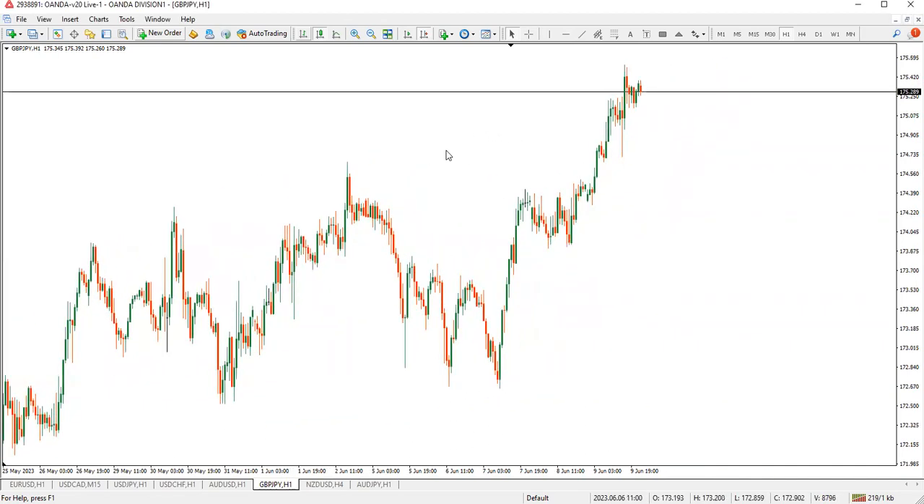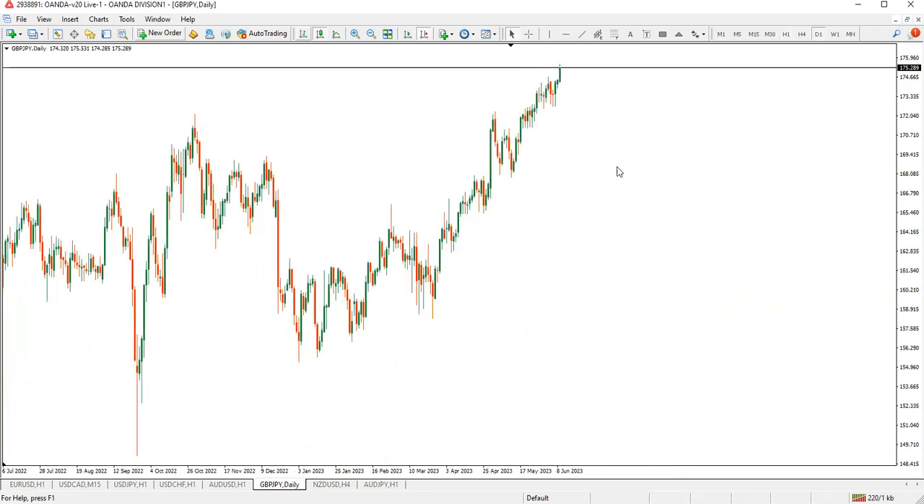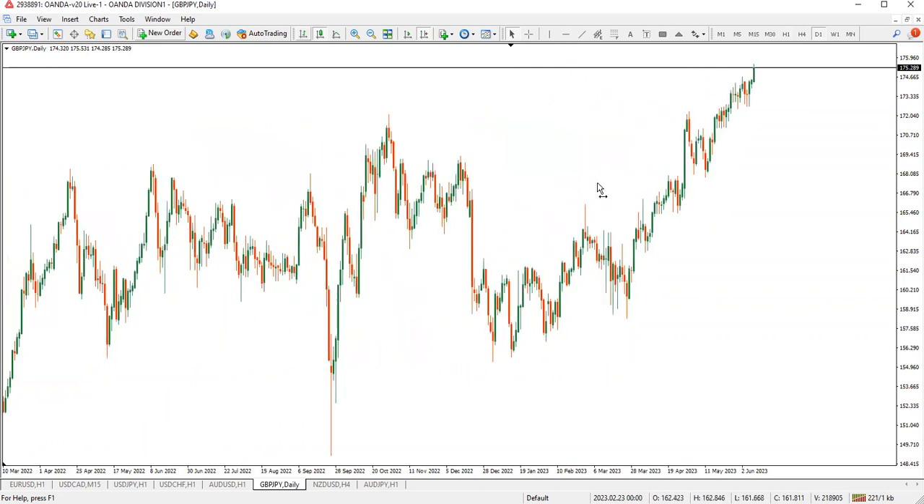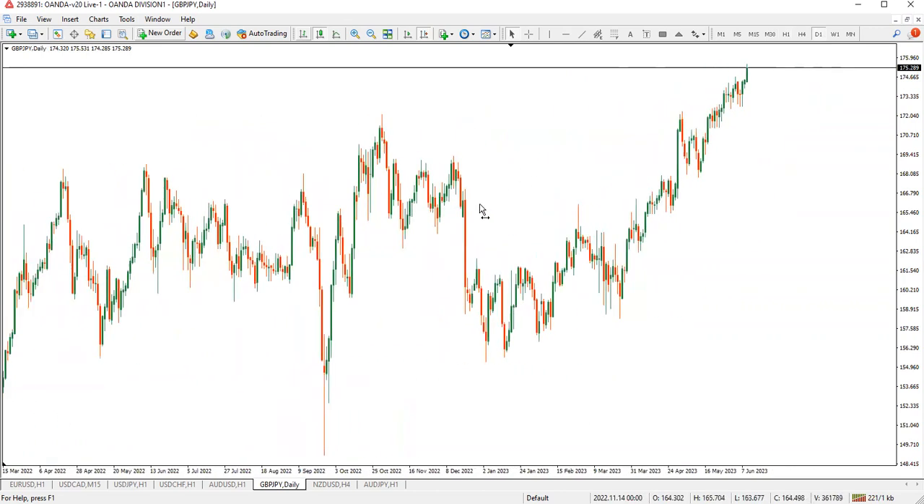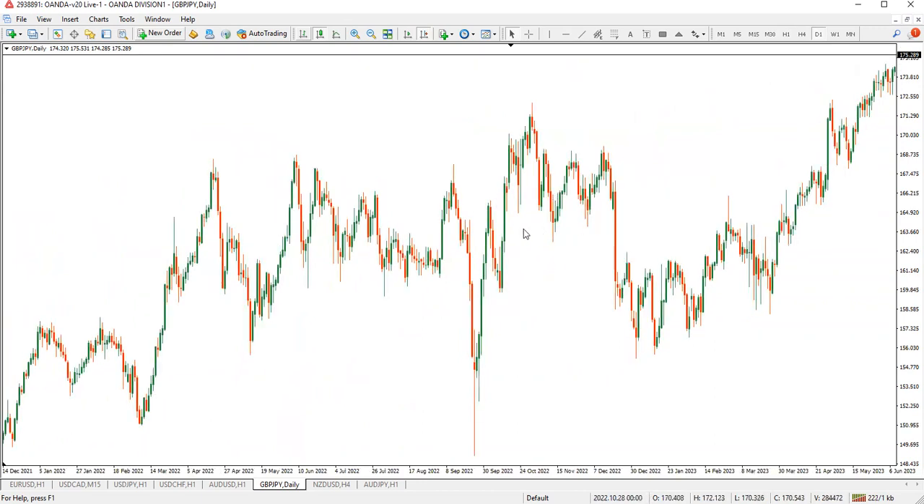And I just realized this is the H1 chart. I need to go all the way up to the daily. My bad. Just realized that was the H1 chart all along. So this is my daily time frame here. This is my daily chart.